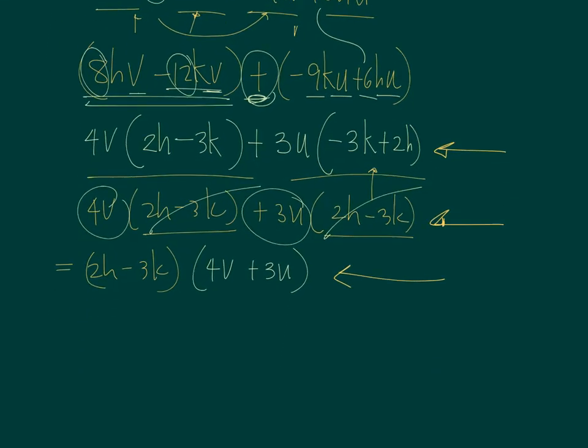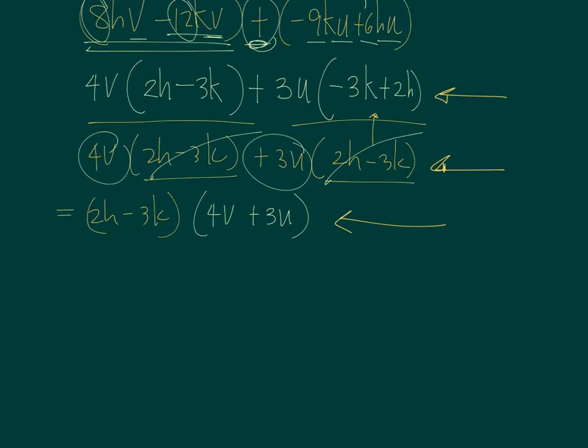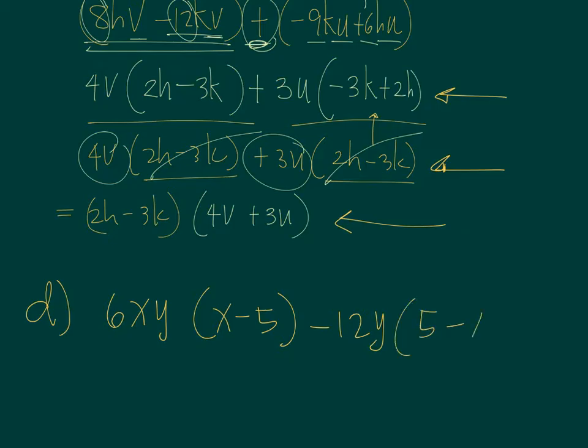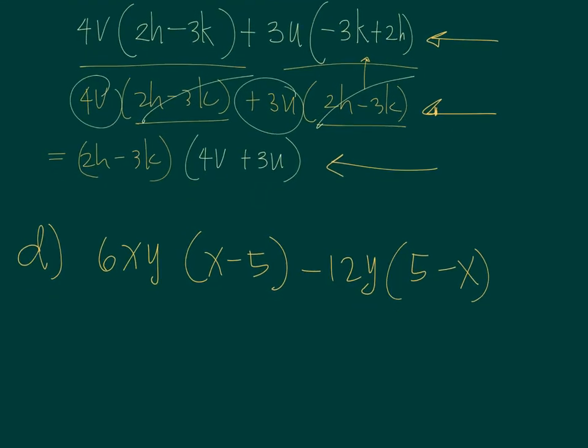Okay, let's go to the next one, letter D. In letter D, you were given 6xy times x minus 5 and then minus 12y times 5 minus x. So if we look at the expressions, I see an x minus 5 and a 5 minus x. So they are somehow related, except that the other one is the exact opposite of the x minus 5.